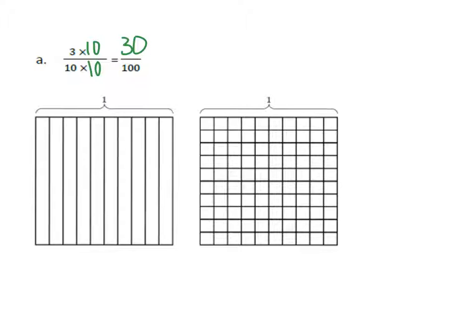Now, let's look at the models. For the first one, we need to shade in 3 tenths because we see that the model is divided into tenths. Next, for the second model, we see that it is divided into hundredths. So that means we need to shade in 30 squares or 30 hundredths.